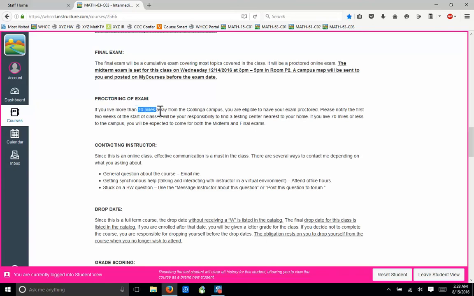Now, the proctoring of the exam. If you live more than 70 miles away from the Coalinga campus, and yes, some people are taking it from Texas or even Maine, Pennsylvania, of course you do not have to come to campus. We will have to work out a way that you can go to the nearest testing center, maybe like a community college, or assessment center, whatever they call it, and set up an exam there. If you live 70 miles or less, then you are expected to be on campus for the midterm and the final exam.